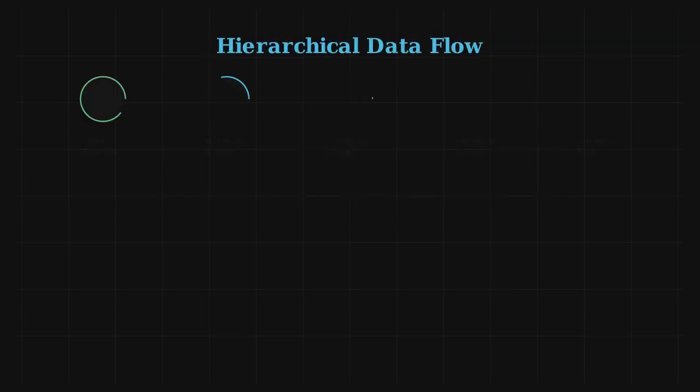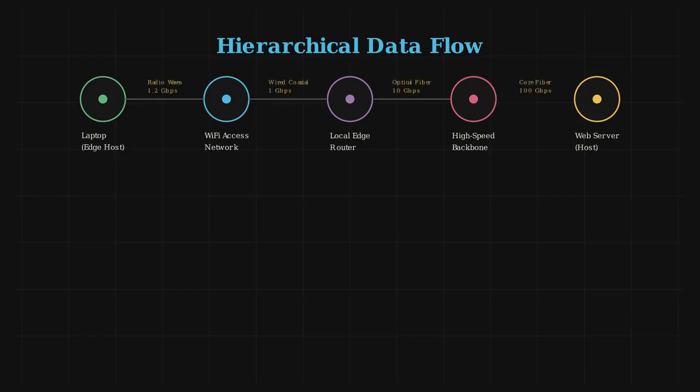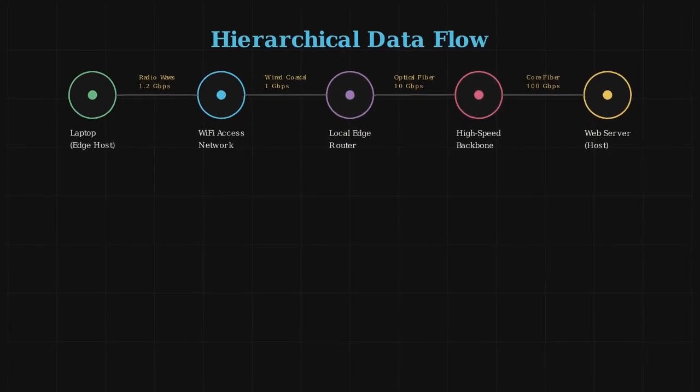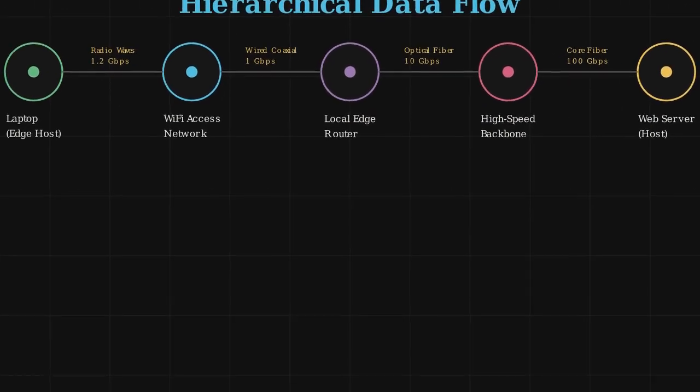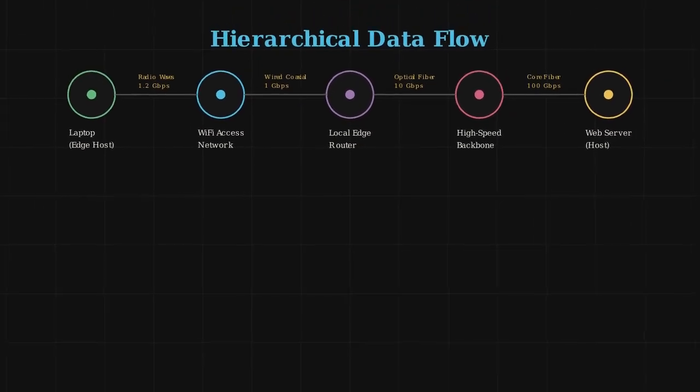Let's put it all together to visualize a packet's journey. Your laptop connects via Wi-Fi to an access network, which forwards the data to the local edge router. From there, the packet travels across high-speed core backbone links before arriving at the target server. A seamless global hierarchy in action.